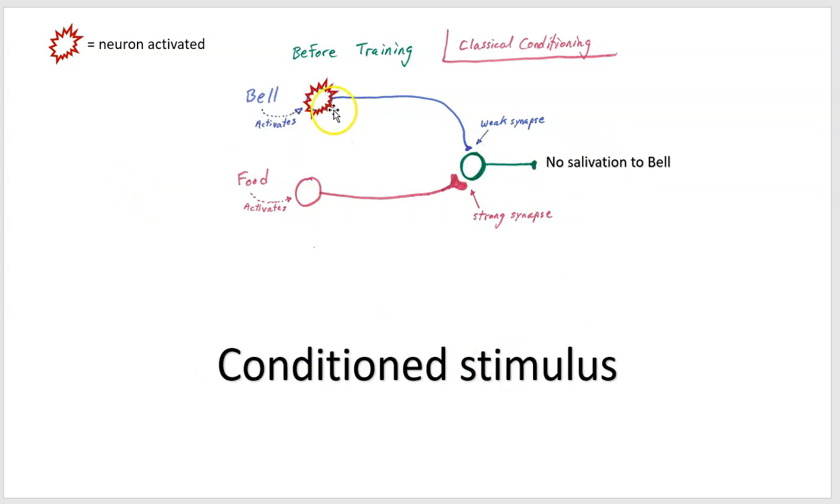What about the bell? Let's ring the bell. Electrical signals race down here. It's a weak synapse. So notice the target cell does not get activated. If this cell's not activated, no salivation. So the conditioned stimulus initially does not cause salivation because the pathway that is representing the conditioned stimulus has a weak synapse on that target cell.